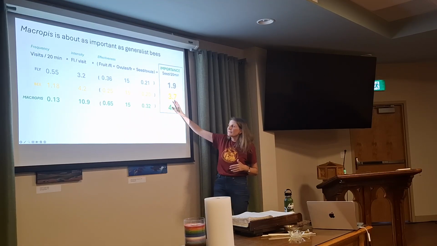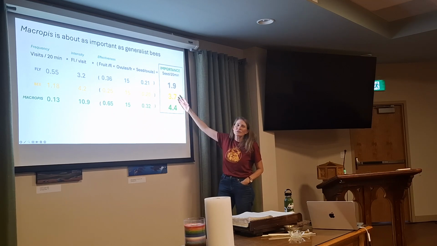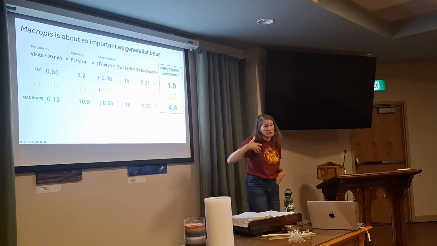Now, this looks higher than this, but in reality, there's error around all these estimates, right? And it's hard to propagate that error through these calculations. There's also assumptions in here. So my conclusion is that they're about the same. Micropus and the generalist bees are comparable.